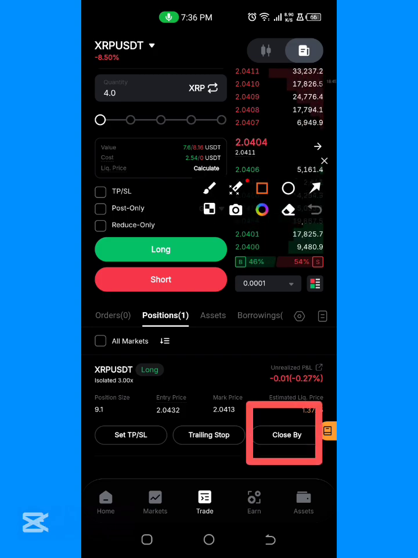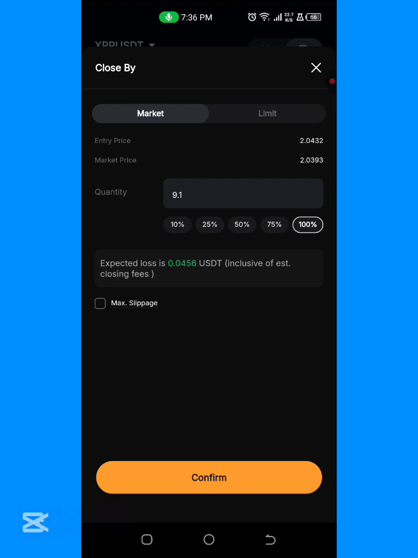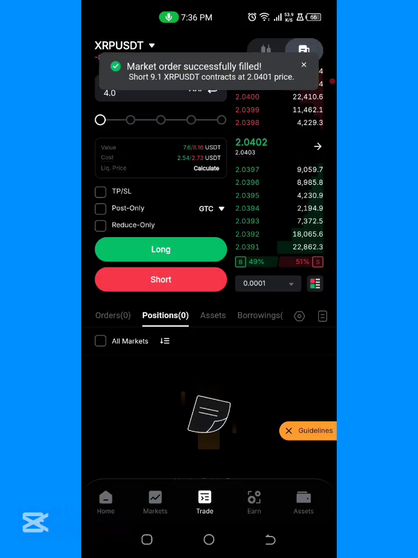Look at where I'm going to click. I will just click on close. So once I click there, this trade will be closed. So I want to close it now. You can see, I'm going to close it. Now it has been closed.